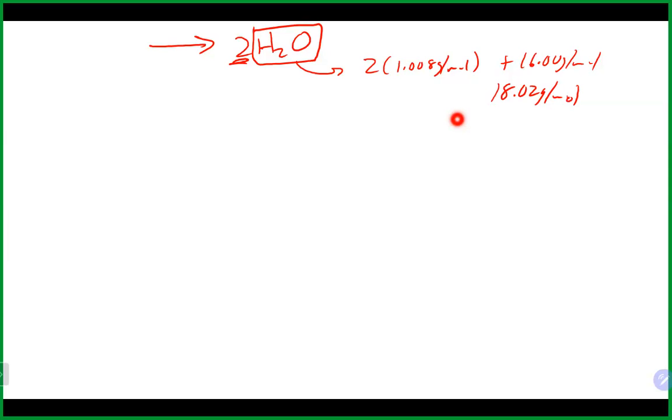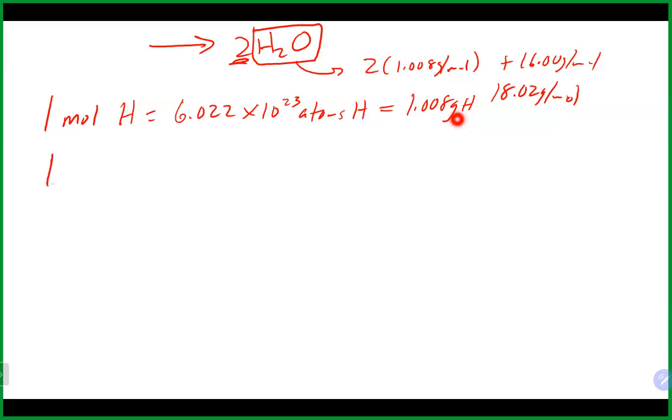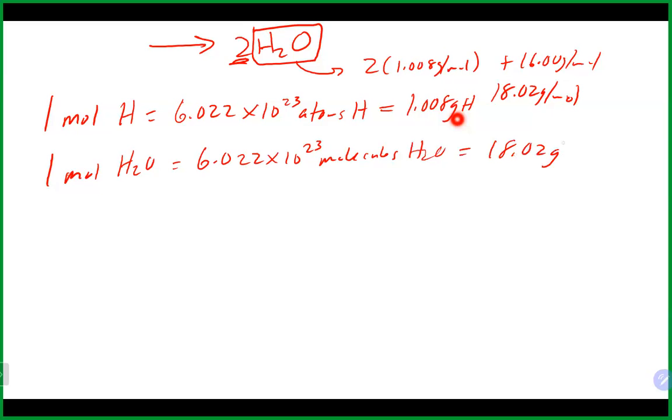How does this tie into Avogadro's number? They do tie into each other. So if we have 1 mole of hydrogen, that would be 6.022 times 10 to the 23 atoms of hydrogen, right? And that would represent how many grams? 1.008 grams of hydrogen. So they do tie into each other. If we have 1 mole of water, that would represent 6.022 times 10 to the 23 molecules of water, which would represent 18.02 grams of water.